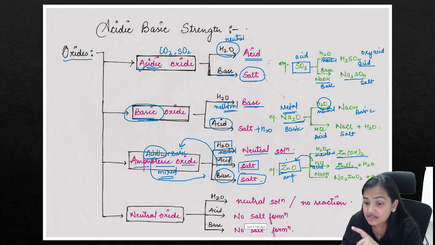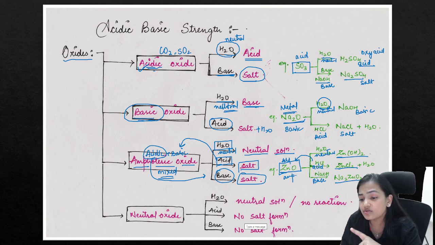Now when this is amphoteric and you are treating it with a base, it behaves as an acid, and if it behaves as an acid, there will be a neutralization and we will be getting a salt, which is Na2ZnO2, that is sodium zincate. So this is the way the products get formed.